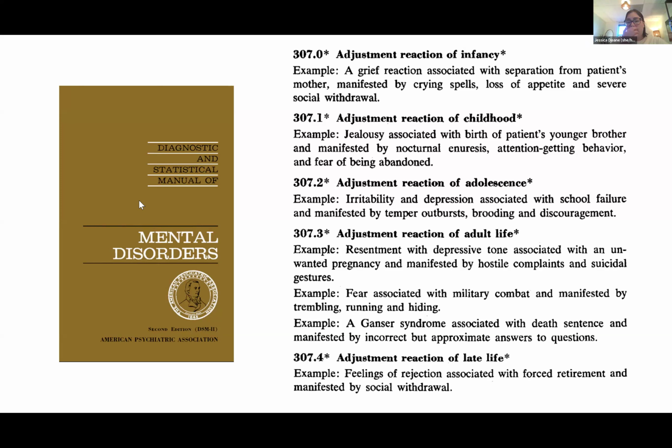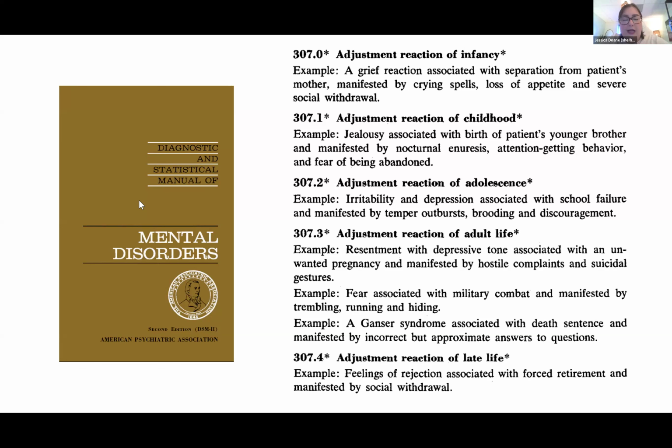Then we've got adjustment reaction of childhood. The example here is jealousy associated with birth of patient's younger brother and manifested by nocturnal enuresis, attention-getting behavior, and fear of being abandoned. So in this situation, which we see things like this today, right? When you've got a family and there is one child already earthside and born, and then parents have another baby, and you see the eldest child or the other child having behavior reactions to this.